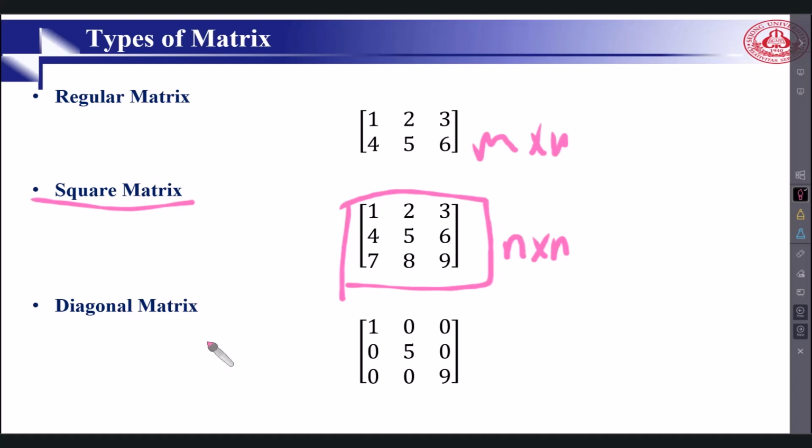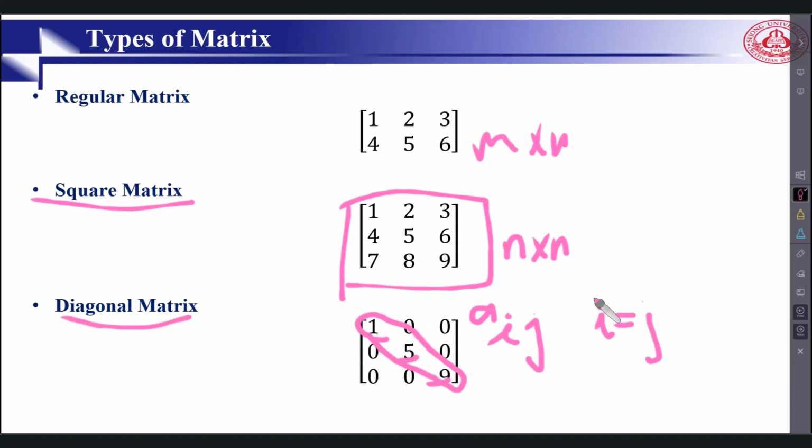A diagonal matrix is where we have elements on the diagonal here. These are non-zero. The rest are zero. So it means a_ij, where i is equal to j. It means 1 and 1, 2 and 2, 3 and 3, they are the same indexes. The rest are zero. This is called a diagonal matrix.